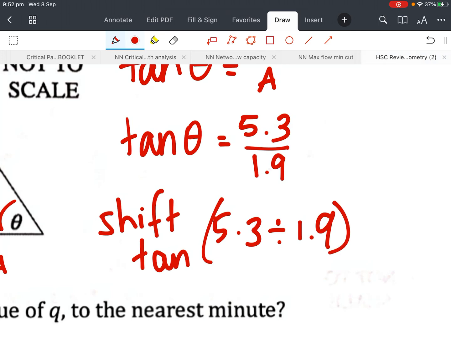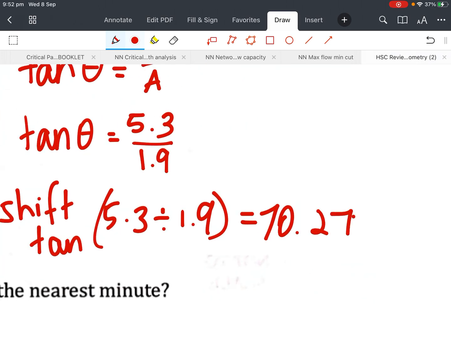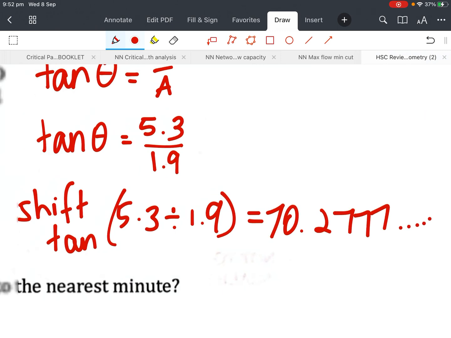Or I could use the fraction key. Just remember, put it in brackets if you're not getting the same answer as me. Alright, so I'm going to go shift, or second function, tan. Brackets are already open for me, so I'm going to do 5.3 divided by 1.9, close the brackets, and I get 70.2777 and so on.